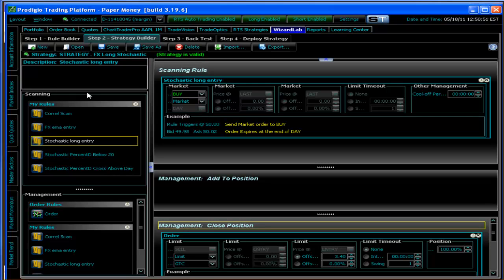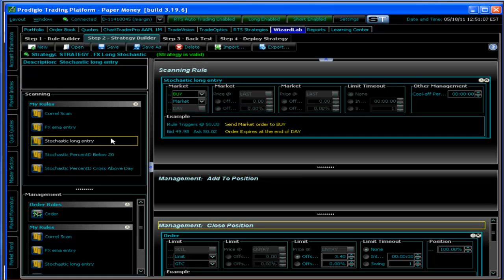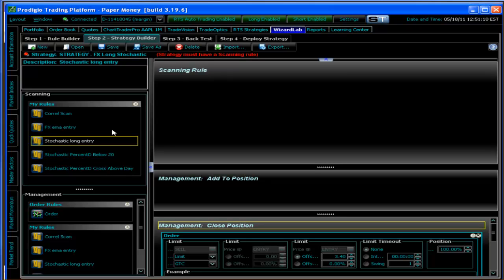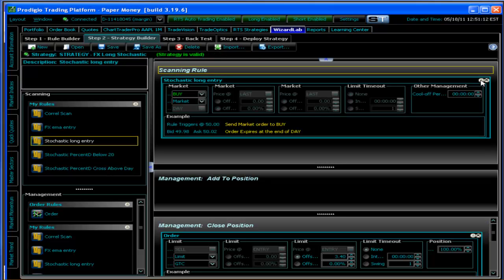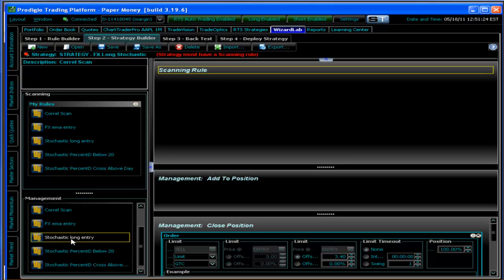Anything that goes in the scanning rule should be selected from the scanning section over here in the rules toolboxes. So this panel over here quite simply has the toolboxes containing all of my rules. Anything that you drag over into the scanning rule, now notice this is using stochastic long entry, has to be dragged from the scanning section. So if I drag this out and I drop this here, everything's happy. If I accidentally drag it from the management section, it's not going to allow me. It's going to say no, it's not allowed to drop there, etc.